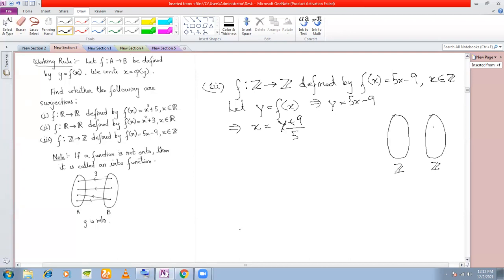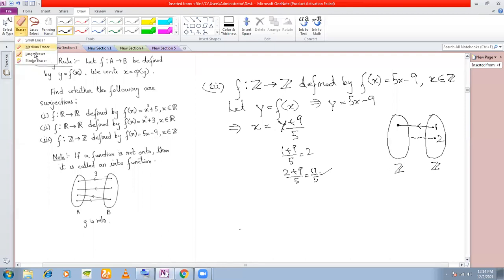Let us say y is equal to 1 here. If you put 1 here, (1 + 9)/5, you're getting 2. So 1 has a pre-image. This is okay, right? Now let's say you take y equal to 2. That gives 11/5. Is 11/5 an integer? 11/5 is not an integer. So therefore, this element will not have a pre-image.